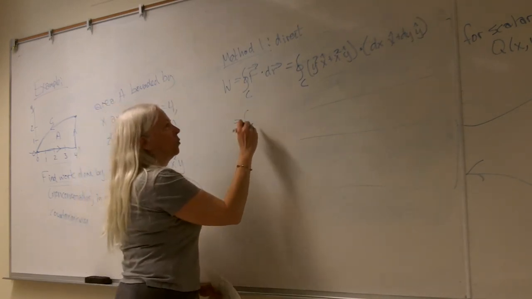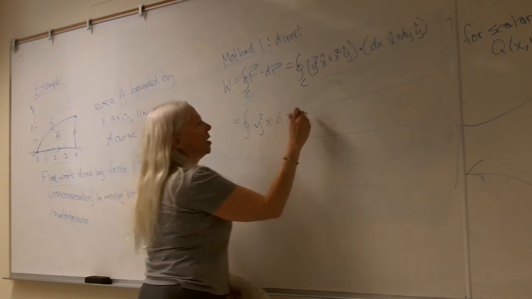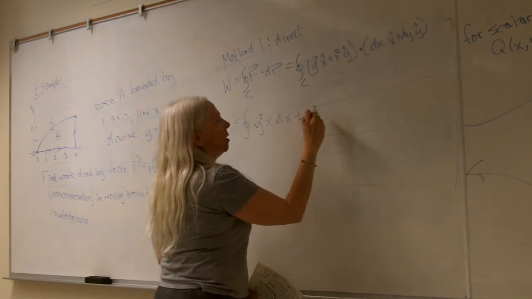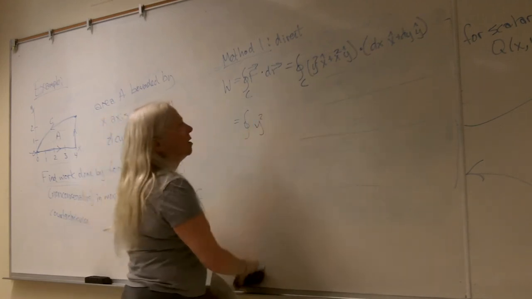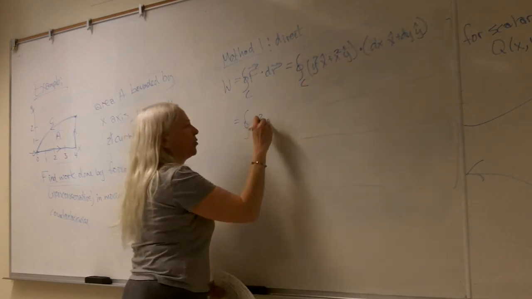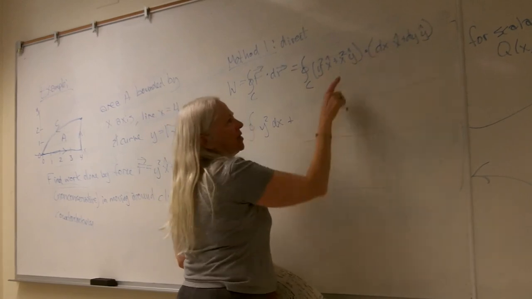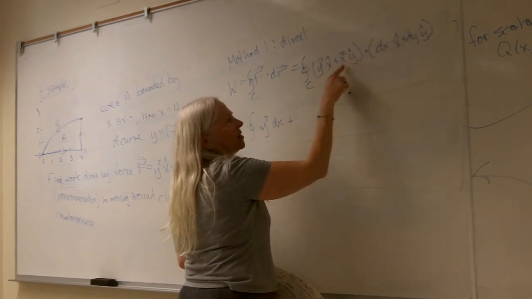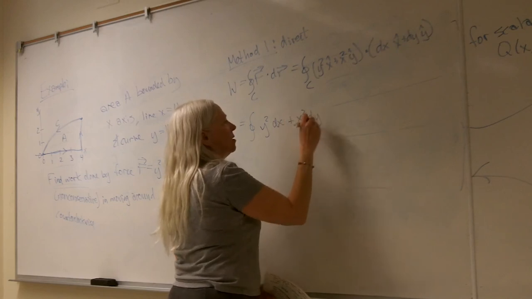So the result will be y squared, I'm sorry, there is no x here. That was an x hat. And of course, when I dot that into that, I just get y squared dx. This dotted into this gives zero. And this dotted into this gives me x squared dy.